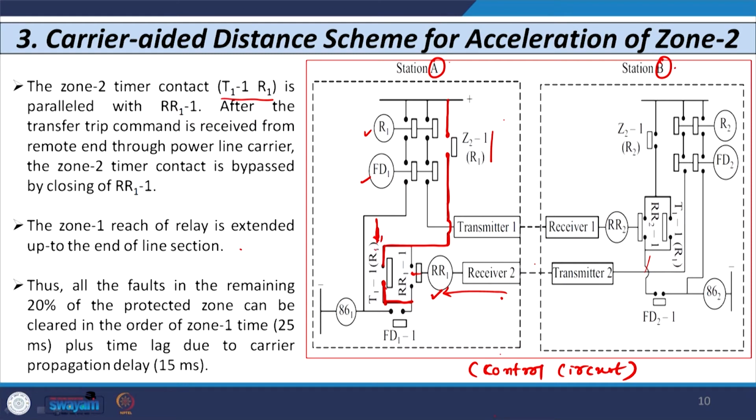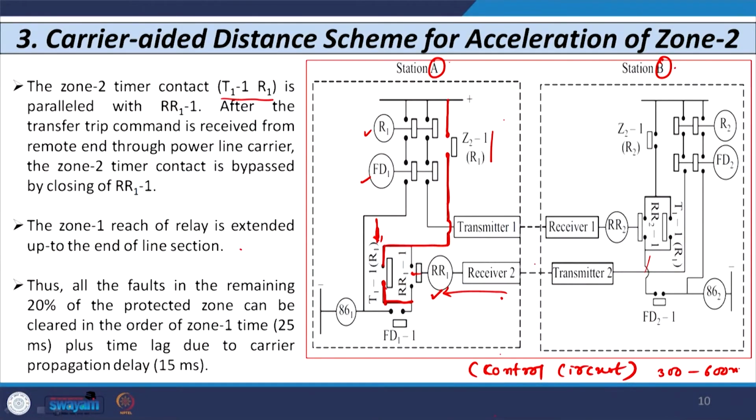So, this contact will be closed immediately, but no tripping is given because this is a timer contact, and this timer contact will operate once the operation time of the second zone is completed, which is from 300 millisecond to 600 millisecond, the timing of the second zone of the distance relay. Instead of waiting for that, we have connected this timer contact in parallel with the receiver relay 1 contact. So, as soon as we receive the signal, there is no wait for the timer; even though the timer is not completed, this contact closes, and hence the tripping is given directly for a fault in the remaining 20% on each side of the line section.